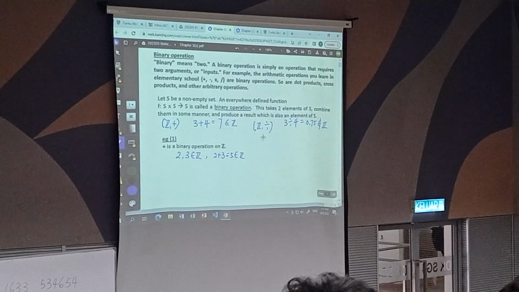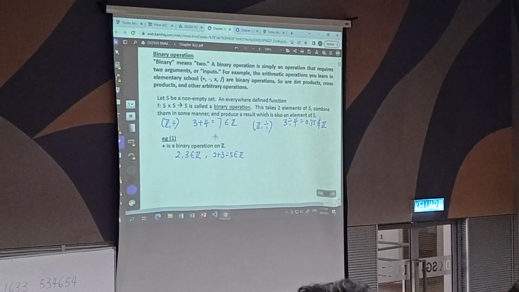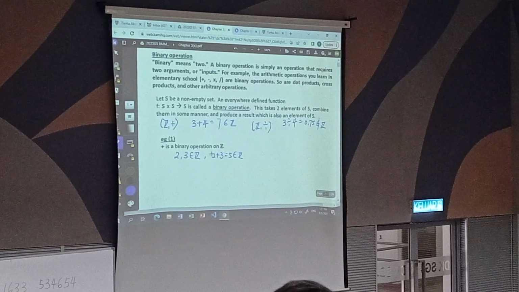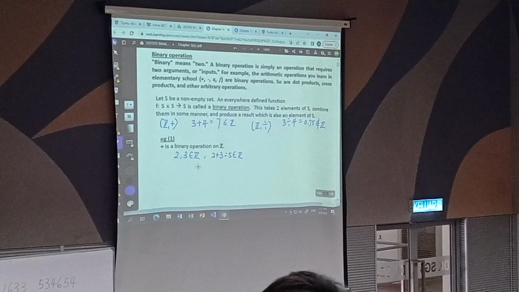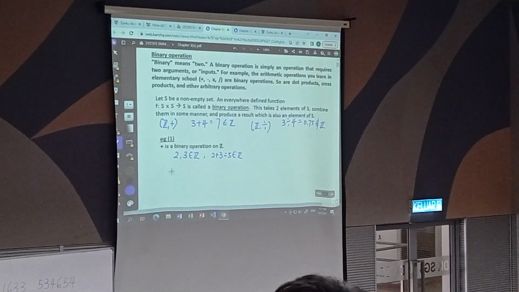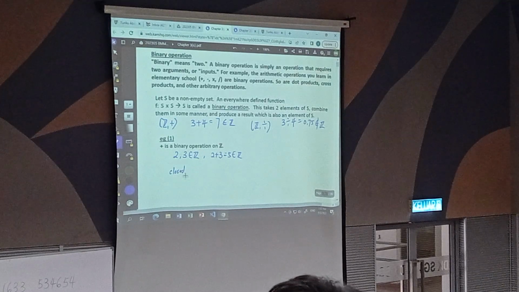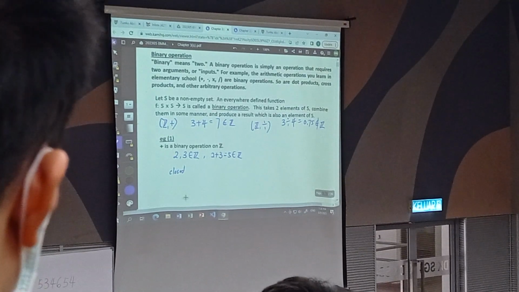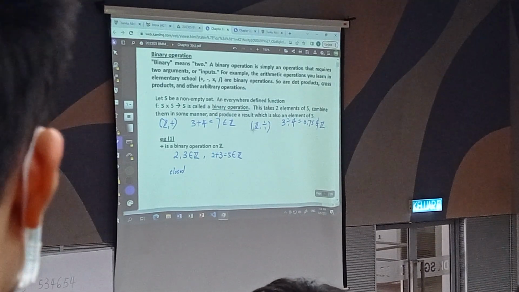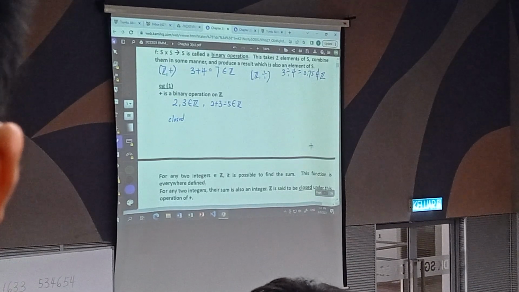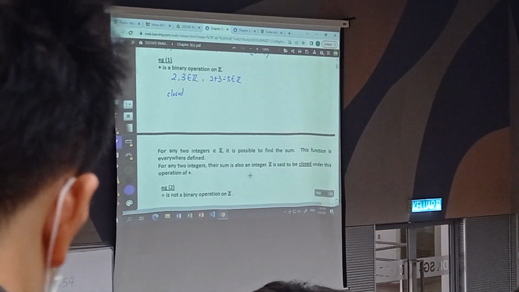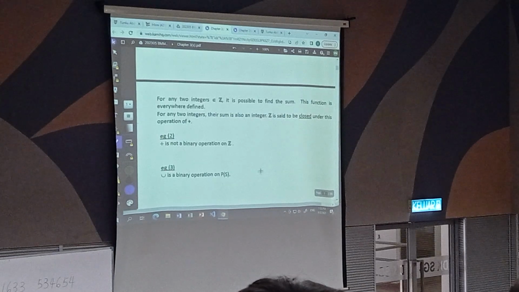Now, another term that we will use for a valid binary operation is closed. You will say that this binary operation is closed under the operation of plus. Closed. C-L-O-S-E-D. Okay? So we can also say that the set of integers is closed under the operation of plus.